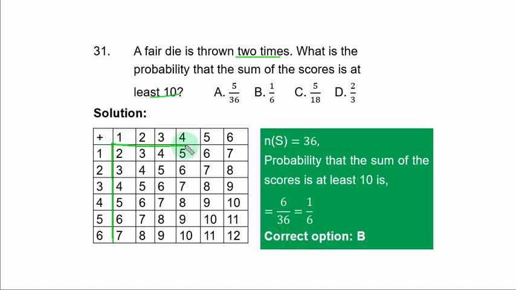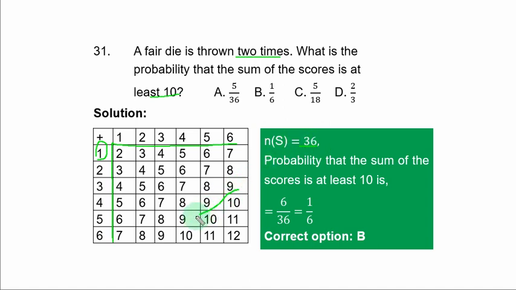So we get the sum. So the first die, you take one side and add to all the sides of the second die. You have 2 to 7. You do the same thing for all the sides. Now the total outcome is 36. We need at least a sum of 10, that is 10 and above.